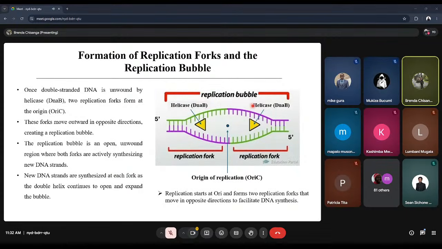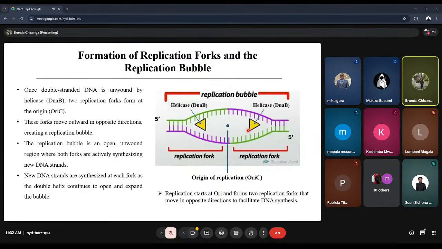replication bubble. What you have here, a replication bubble, is just a segment of DNA that has been unwound. And this segment is going to have 2 replication forks. What do you mean by replication forks? A replication fork is going to be the site on the DNA where active DNA synthesis will be taking place. So in this case, we're looking at a region of DNA that has been unwound, opened up. And we know how that happened.